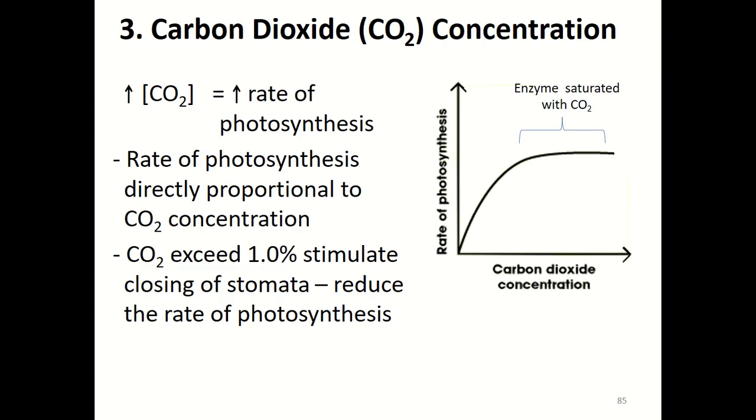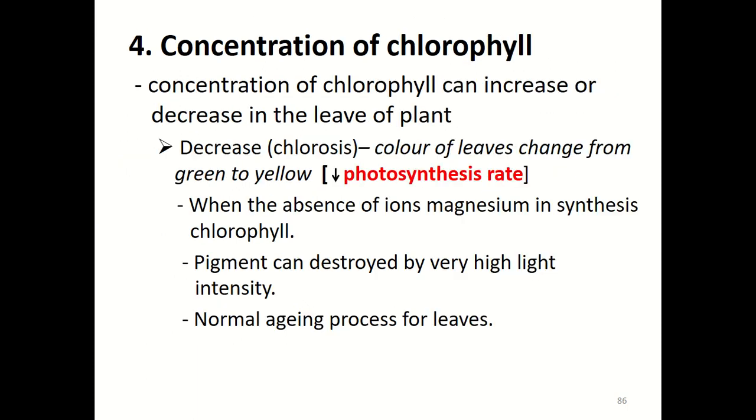Next is carbon dioxide concentration. The higher the carbon dioxide concentration, the higher will be the rate of photosynthesis, because we can avoid the photorespiration process from occurring. So the rate of photosynthesis is usually directly proportional to carbon dioxide concentration, until carbon dioxide exceeds 1%, which stimulates the closing of stomata, and it will reduce the rate of photosynthesis.